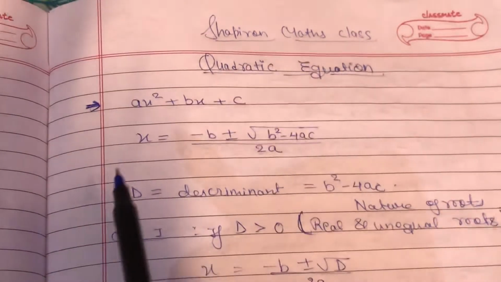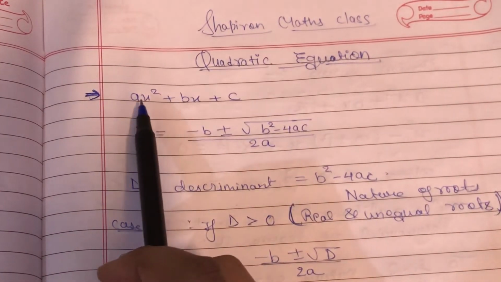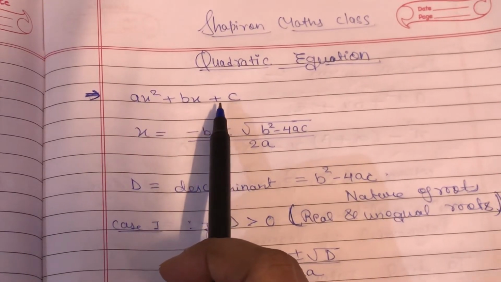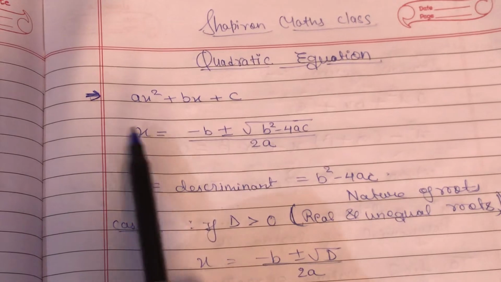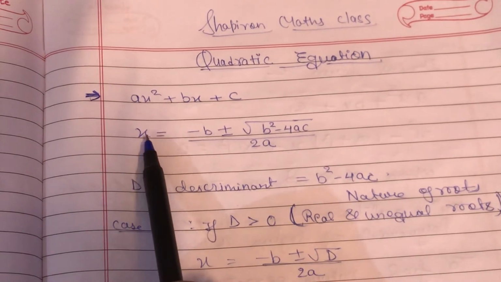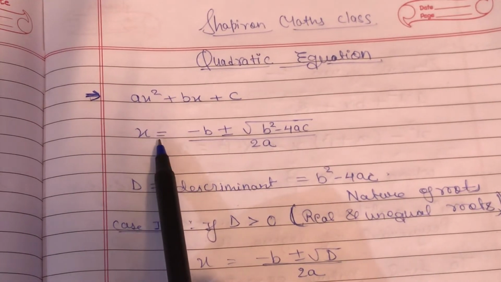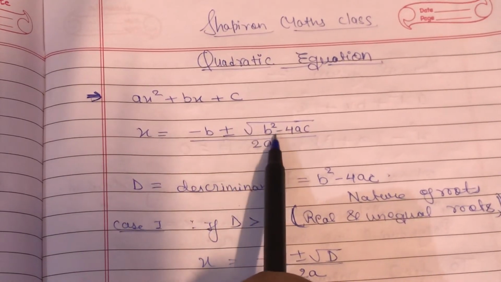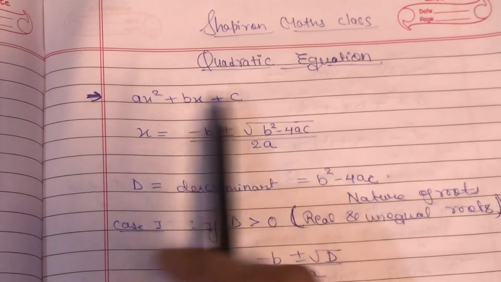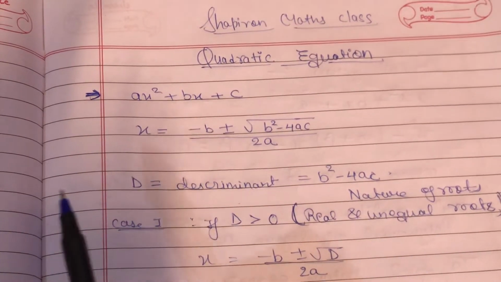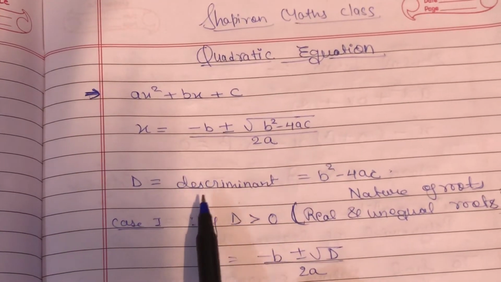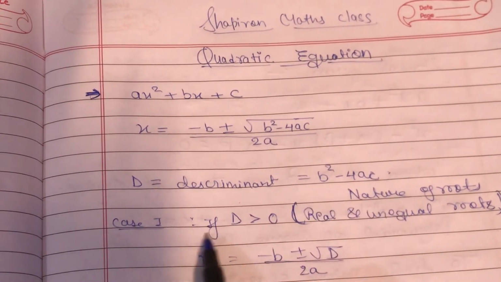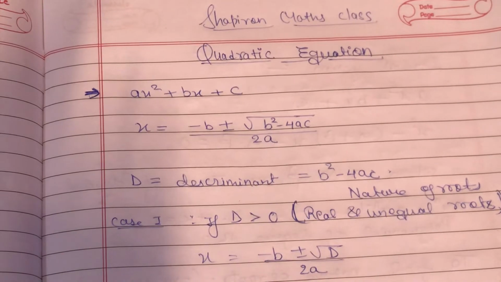So we know that this is the standard form of a quadratic equation, that is ax squared plus bx plus c, right? Now there is another formula to find the roots of a quadratic equation, that is x equals minus b plus minus under root b squared minus 4ac, by 2a. This we have to study in grade 10 anyway, right? This is called the discriminant, D equals b squared minus 4ac. Now using D, we can find the nature of the roots.